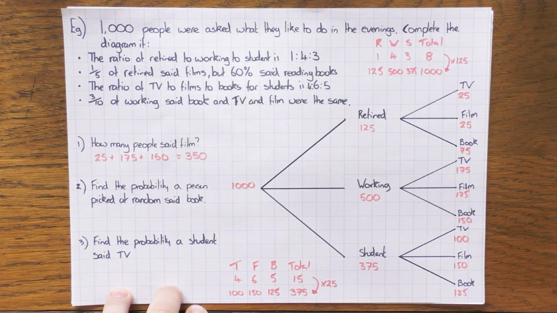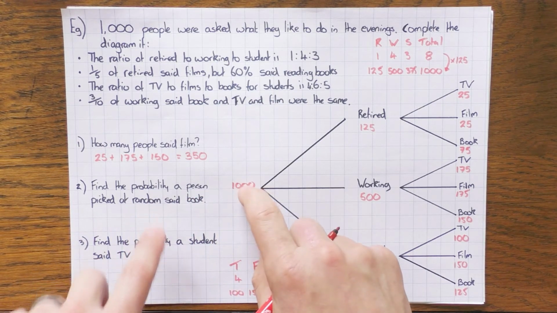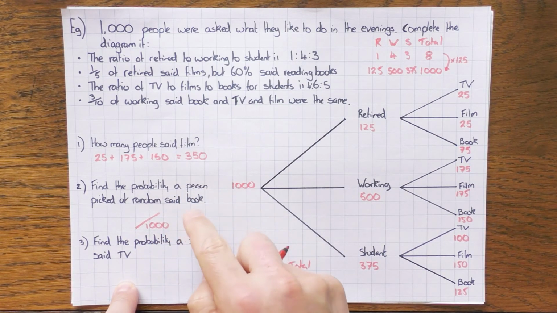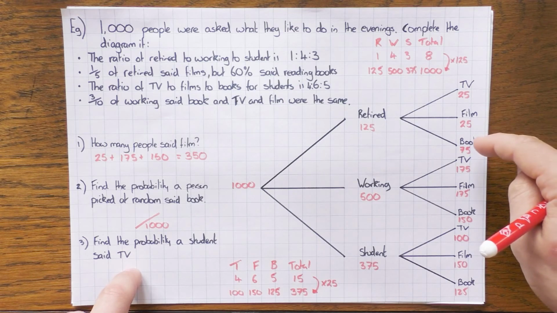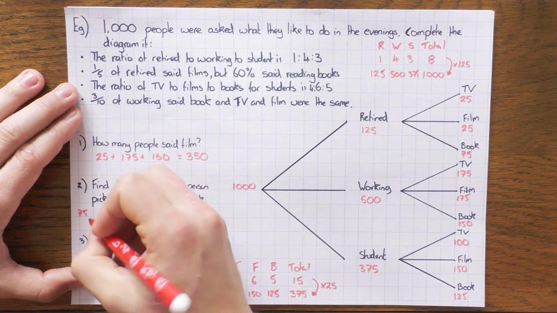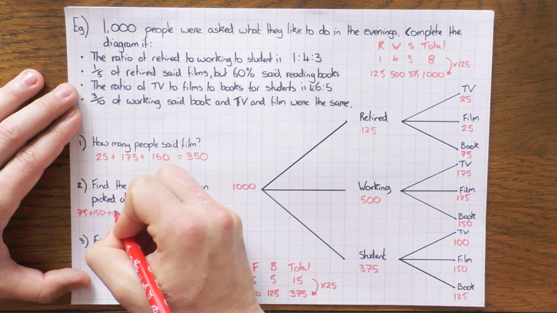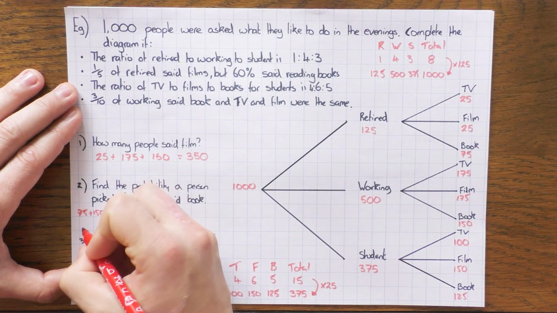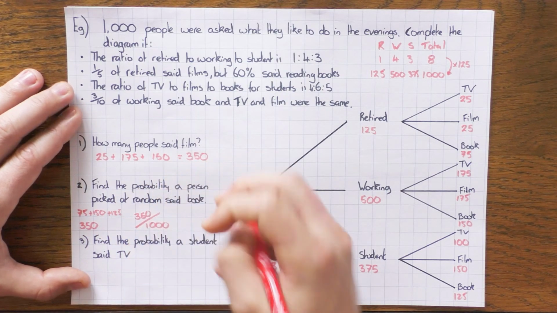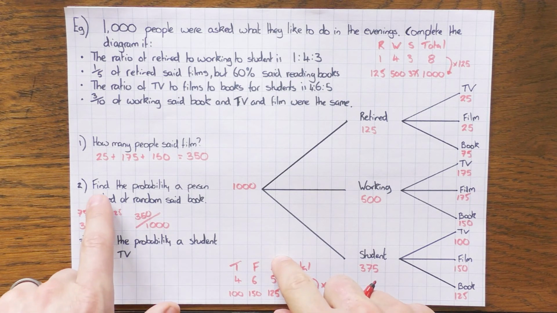So that's going to give me 350. Lovely. Okay. Next one, find the probability a person picked at random said book. Person picked at random could be anyone, so it's going to be out of 1,000. Okay, how many people said book? We got 75 there. We've got 150 there. And 125. If you add those all up, that gets us 350. So it's 350 people said book out of the total of 1,000 people.